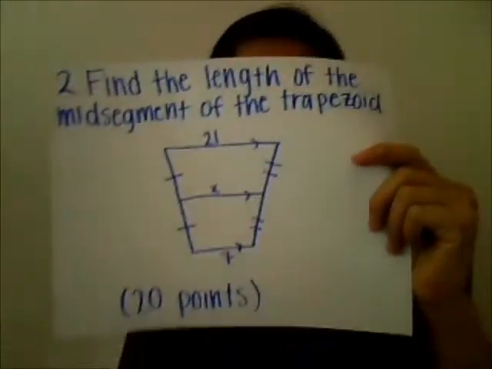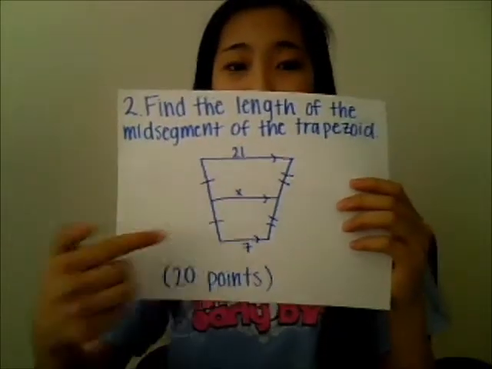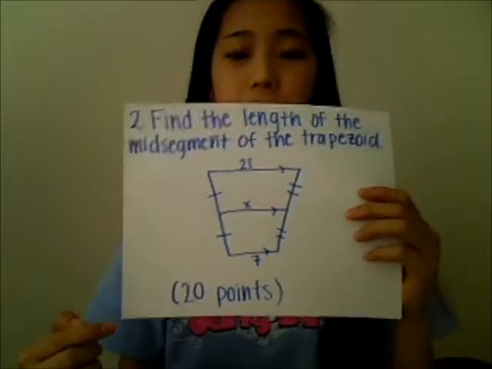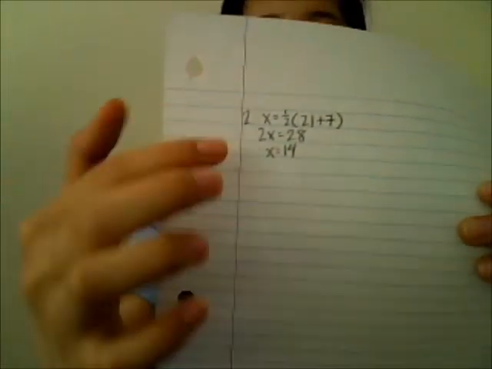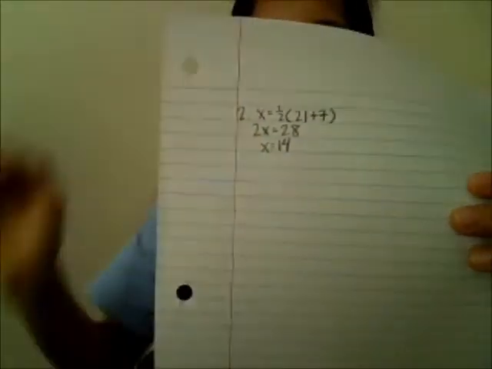Question number 2. Well, x is the midsegment, so it's half of the sum of 21 plus 7, so you can set up the equation like this. And then you solve for x, and the answer is x equals 14.